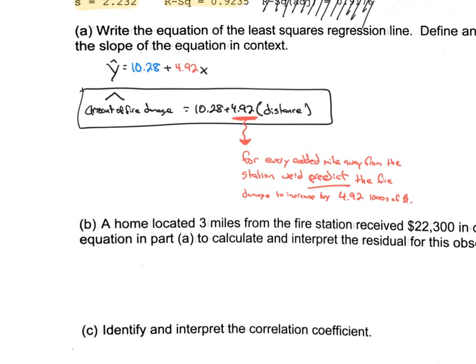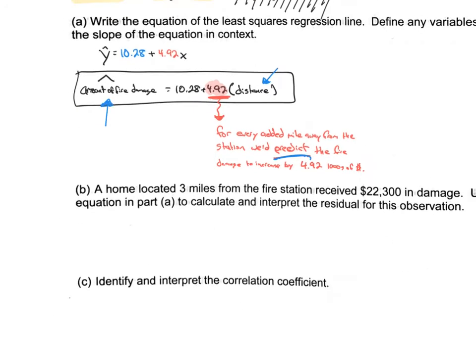There's the slope right there, taking the actual slope value and just saying what it means. Remember, in general, for every one of these, this changes by that slope number. And now we're talking predicted, because that is a predicted value. So we would predict that fire damage would increase by 4.92 thousands of dollars, or $4,920, would be the predicted increase for every mile further you live away from the fire station.